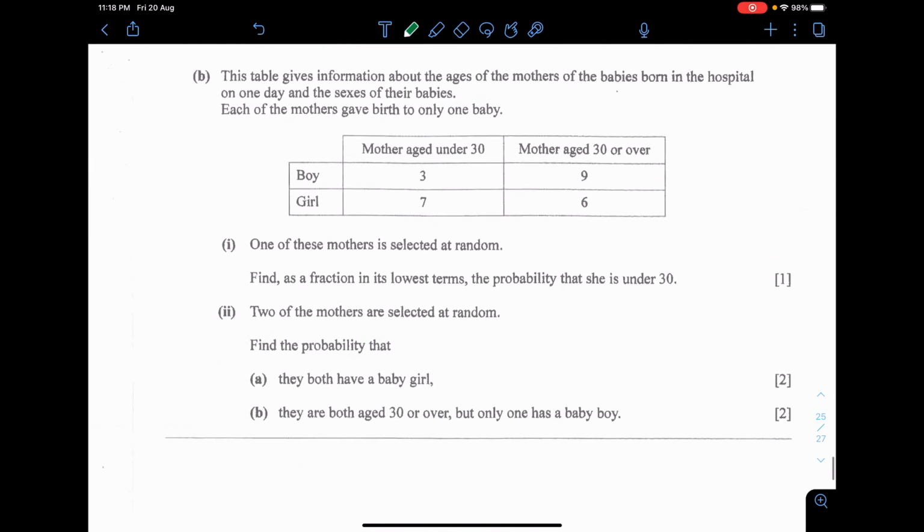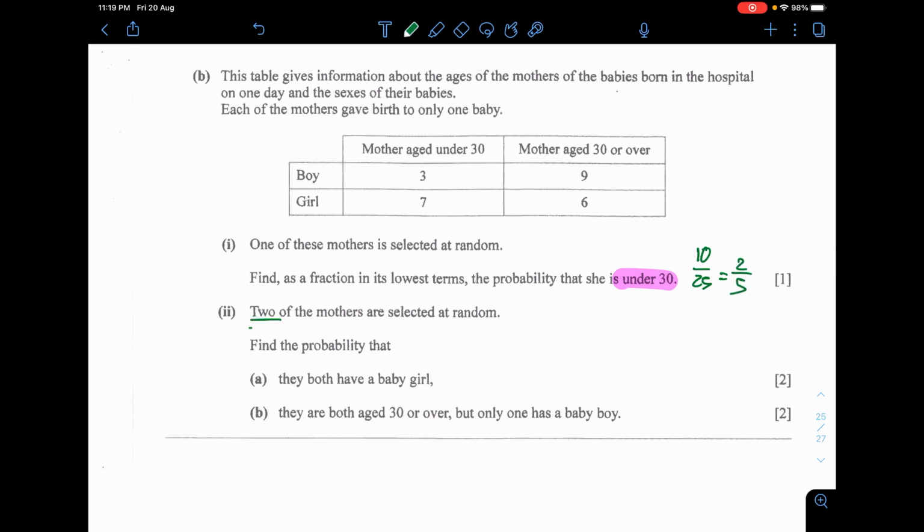The table gives information about the age of the mothers of the babies born, under 30 and above 30, boy and girl. One of these mothers is selected at random. Find the probability that she is under 30. Under 30, how many? 3 plus 7. So there are 10 mothers out of how many? 3 plus 7 plus 9 plus 6, 25. So it's 2 over 5.